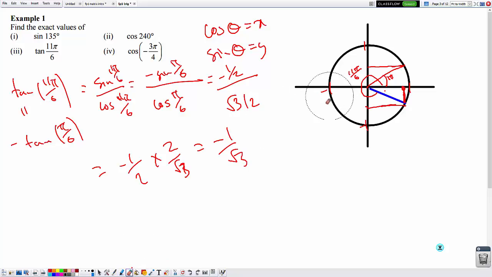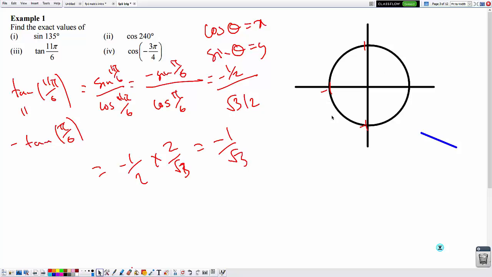Now, how could I have done that without doing sine and cos? How do I know that it's going to be negative here? If you knew CAST, you already know it: here only cos is positive, here everything is positive, here sine is positive, here tan is positive. What you could do is just think about this. Tan is sine over cos. Sine is your y, cos is your x. In this quadrant, sine and cos are both positive, so sine over cos is positive, so tan is positive here.